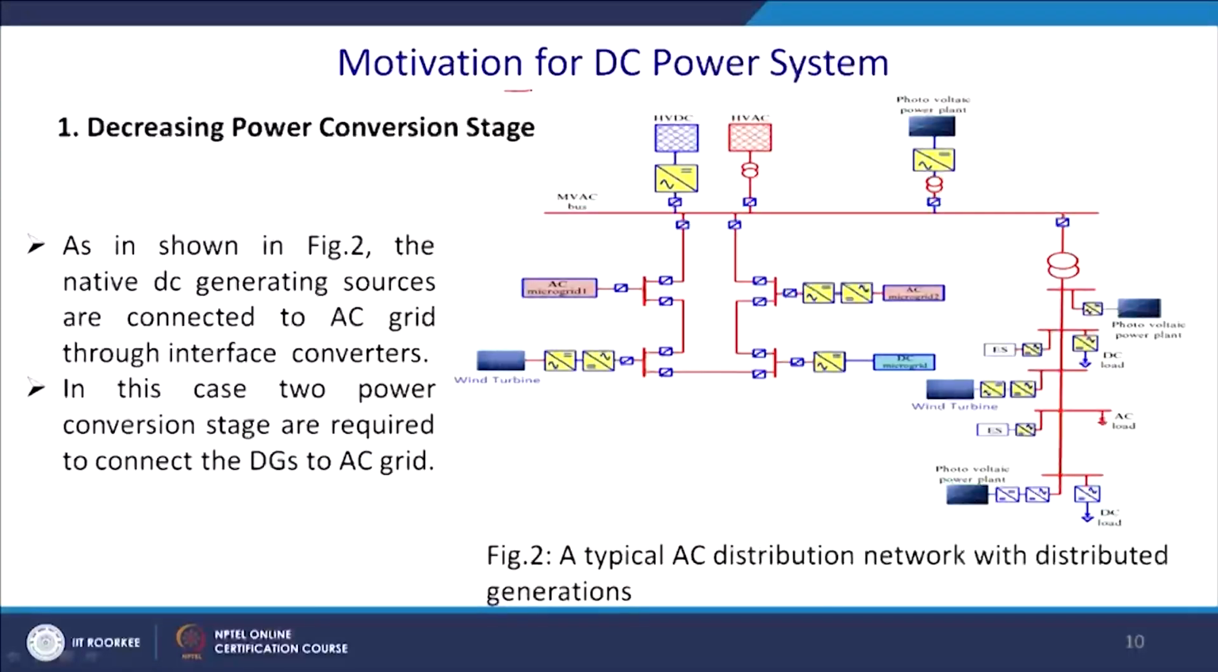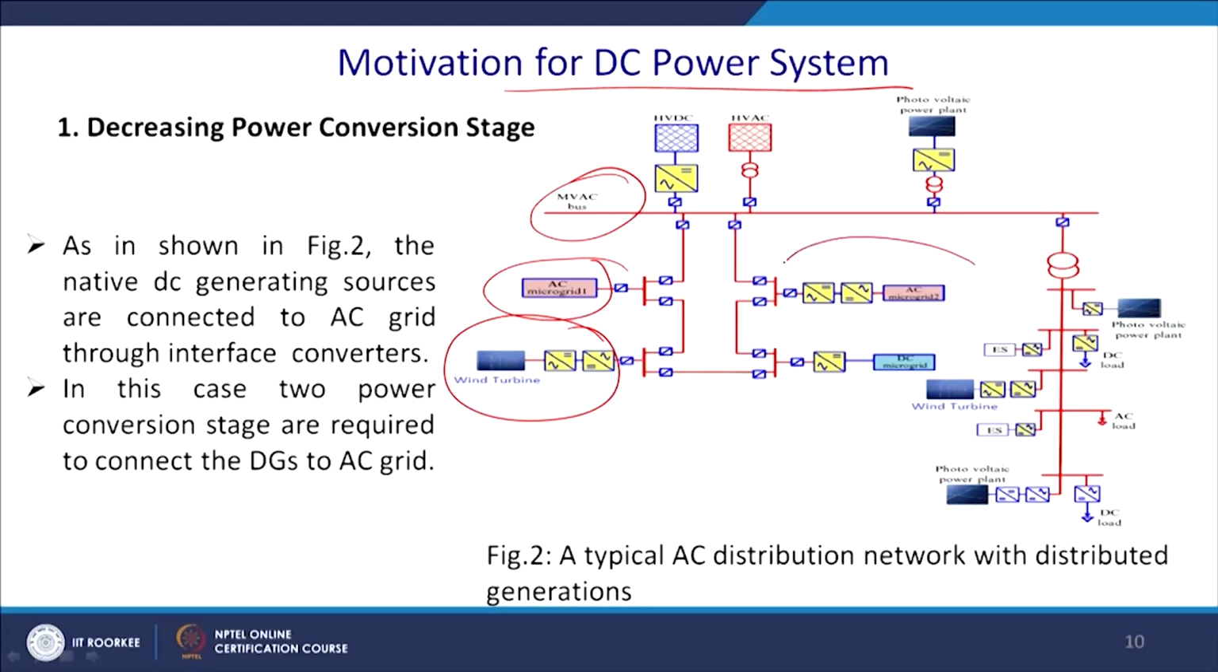Then see the motivations for the DC power system, and you know that to meet the transmission losses nowadays, you talk about the HVDC line. Now, you may have a very high voltage DC line, and from there you can have a mega voltage bus, and from there you may have an AC microgrid, you have a wind turbine, then we may have another AC microgrid, and here this portion is the DC microgrid.